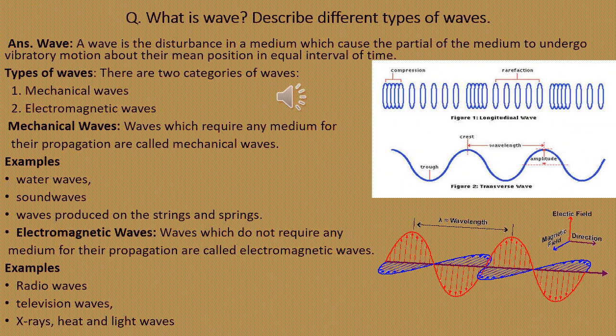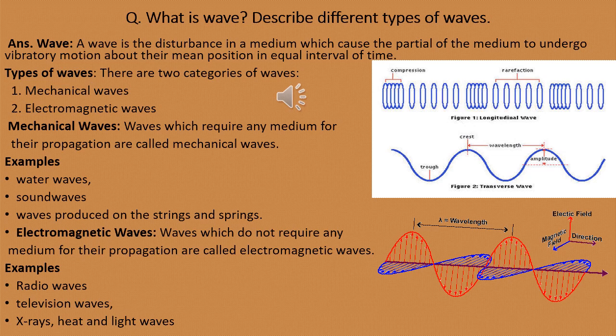Dear students, now we will discuss different types of waves. Question: what is wave? Describe different types of waves. Answer: wave. A wave is the disturbance in a medium which causes the particles of the medium to undergo vibratory motion about their mean position in equal intervals of time. Types of waves. There are two categories of waves. 1. Mechanical waves. 2. Electromagnetic waves.